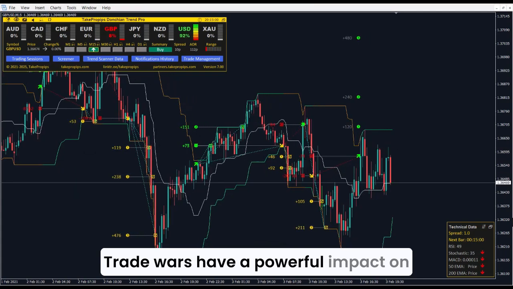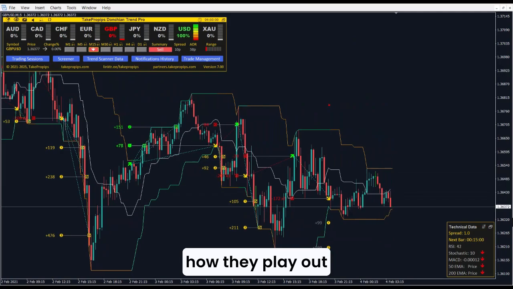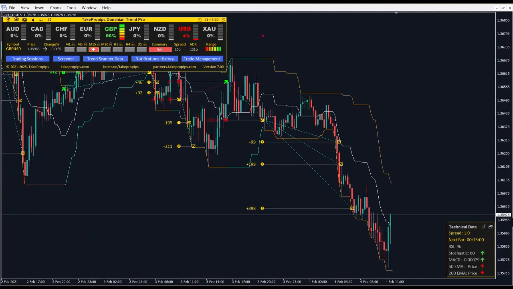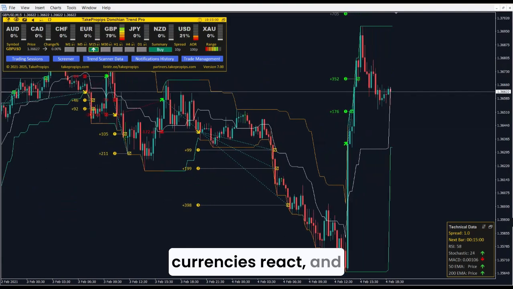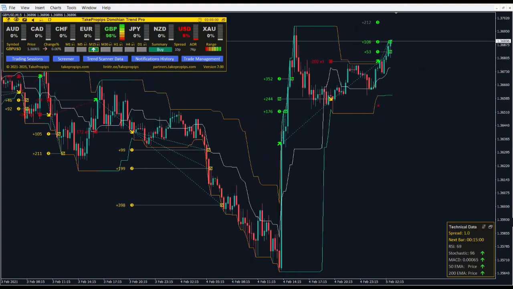Trade wars have a powerful impact on the Forex market, and understanding how they play out can help you become a smarter, more strategic trader. Let's dive into what really happens during a trade war, how currencies react, and what kind of insight can give you an edge when the market gets volatile.